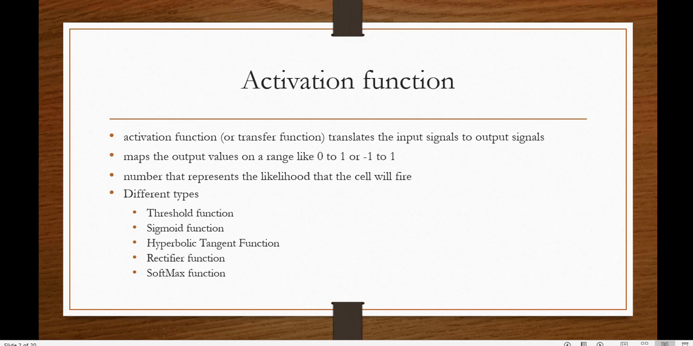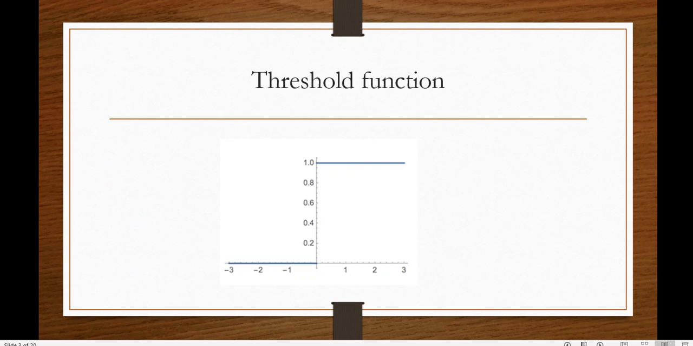So I am modifying the output in such a way that it is always giving me the result in a known and particular range, so that the threshold can be implemented on it to divide it into two groups or multiple groups based on my requirement. Now there are different types of activation functions. They are threshold function, sigmoid function, hyperbolic tangent function, rectifier function, softmax function. We'll have discussion on them separately.